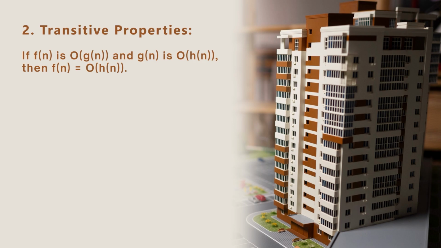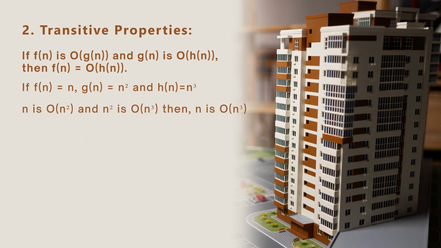Transitive property means if f(n) is big O of g(n) and g(n) is big O of h(n), then f(n) is big O of h(n). For example, f(n) equal to n, g(n) equal to n square and h(n) equal to n cube, increasing polynomial power. So, you can see n is big O of n square and n square is big O of n cube, then n is big O of n cube. Obviously, it will be true.